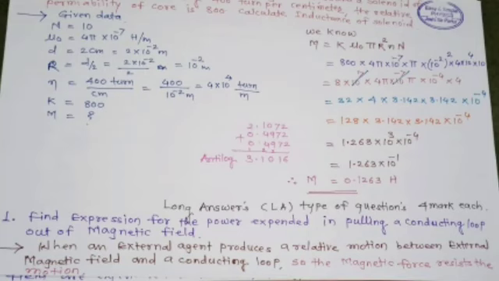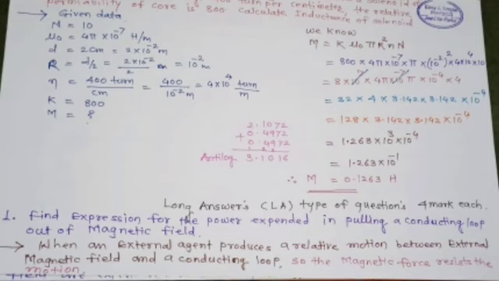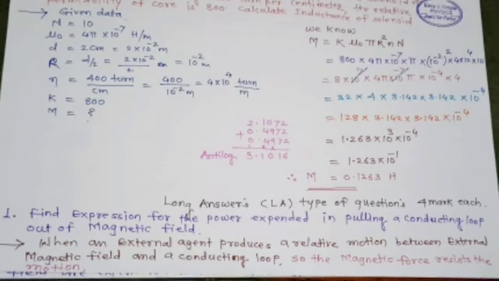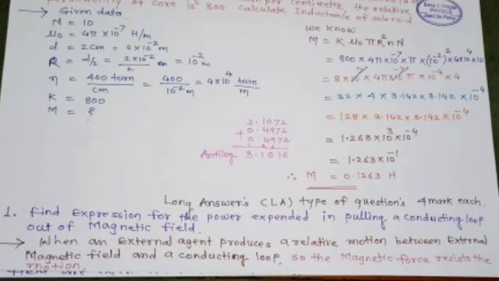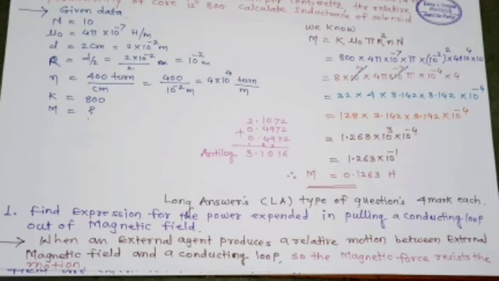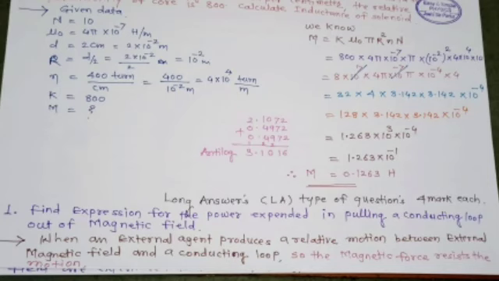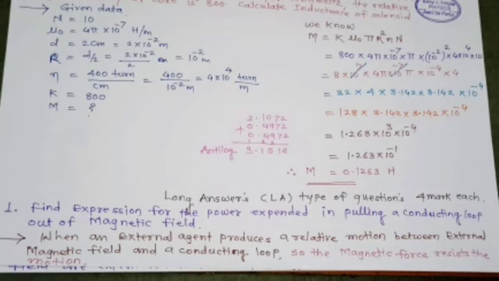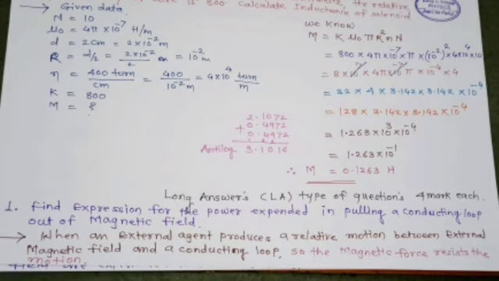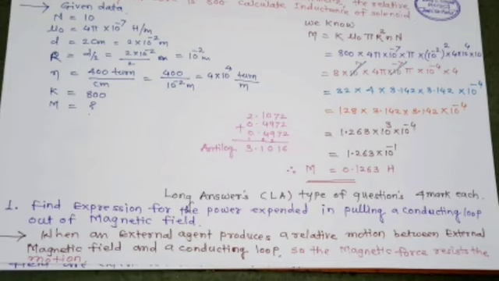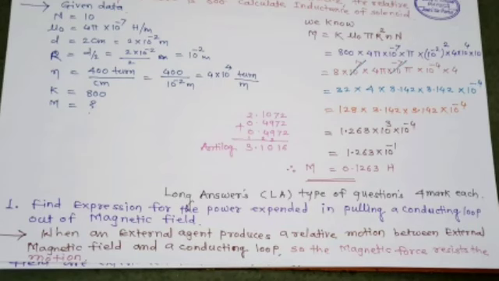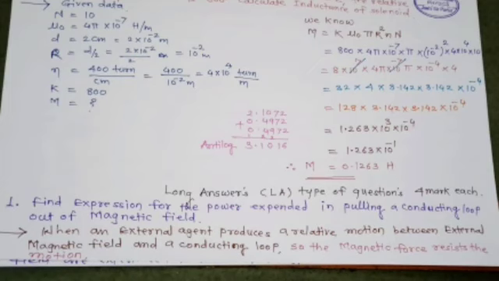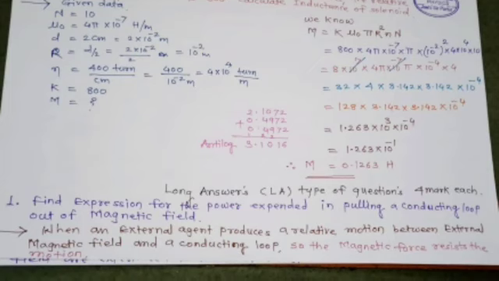Another section is long answer type, that is LA type questions. Each question carries 4 marks. So, the first question will be: find the expression for the power expended in pulling a conducting loop out of a magnetic field. The answer will be: when an external agent produces a relative motion between an external magnetic field and a conducting loop, the magnetic force resists the motion.